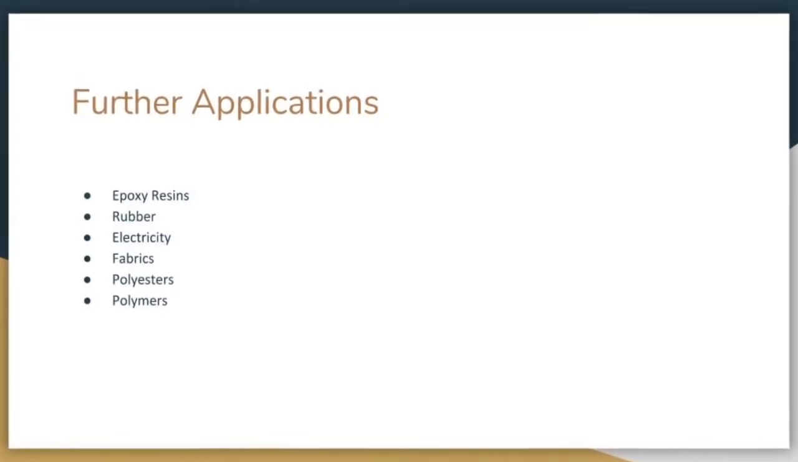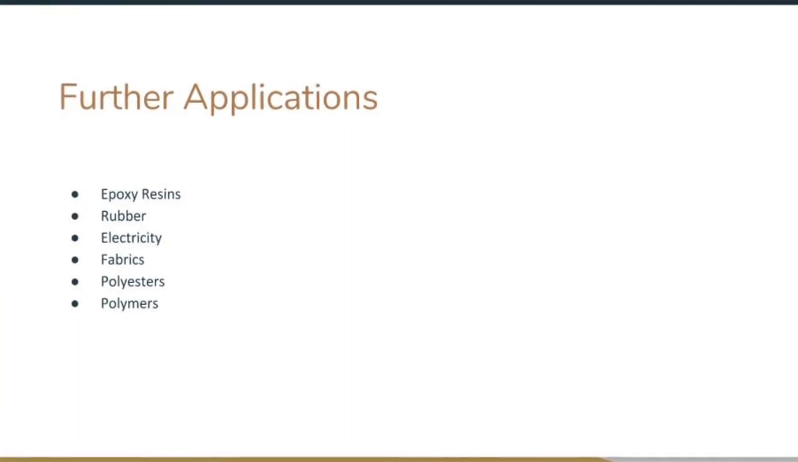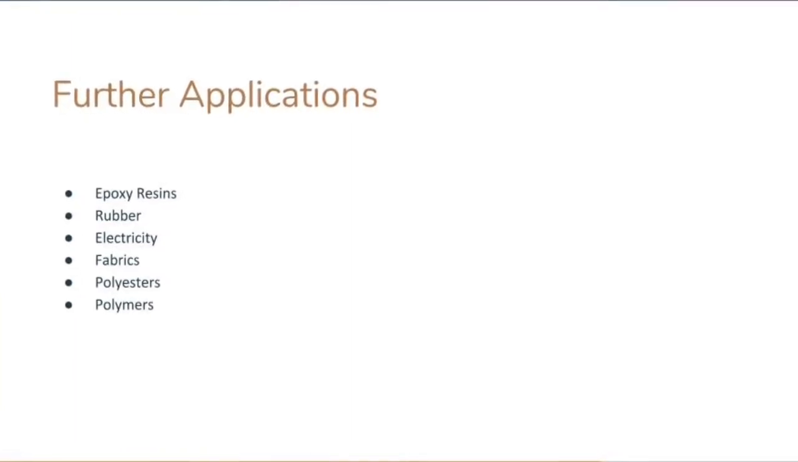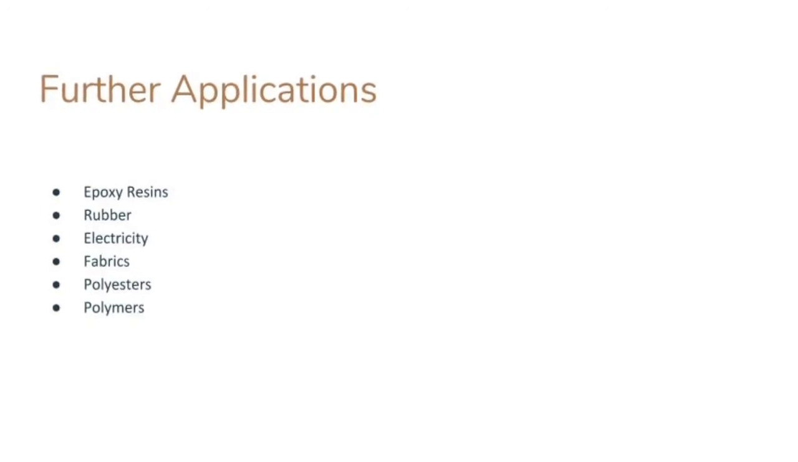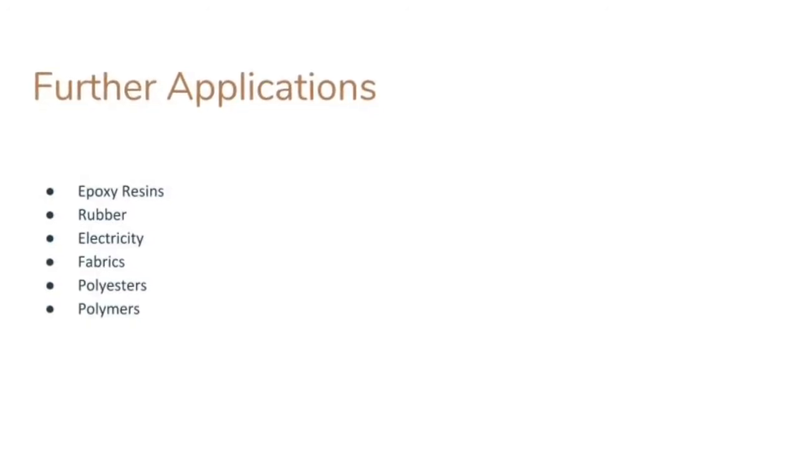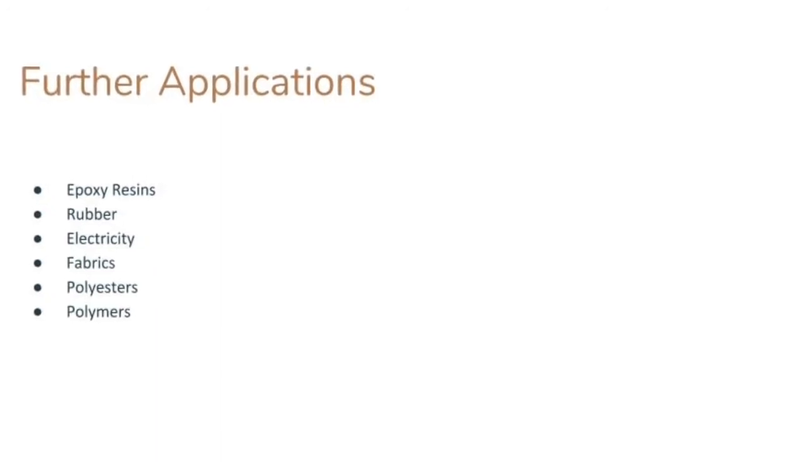Aside from just being able to be used in coatings and furniture, aluminum hydroxide also has its applications as a filler in things like epoxy resins, rubber, electrical wires and cables, fabrics, as well as other polyesters and polymers.